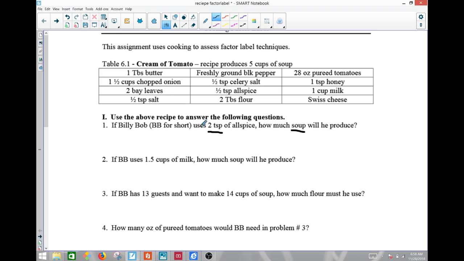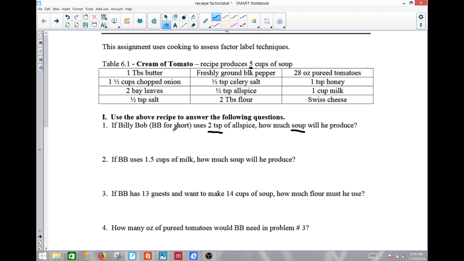All right, so in a sense we have a recipe in which I'm going to make all of these ingredients, and how much soup can I make? I can make 5 cups. Obviously when you're making this soup, you need more than allspice. So when I say I'm using 2 teaspoons of allspice, what I'm really saying is that all the other ingredients are in excess, and the limiting ingredient is allspice. We're going to make soup until allspice runs out. And I have 2 teaspoons of that.